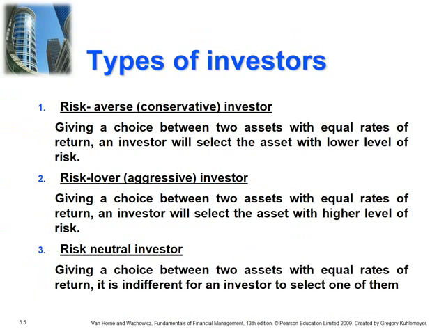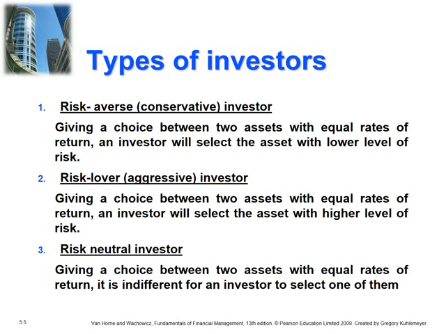Types of investors. There are three types of investors: risk averse investor, risk lover investor, and risk neutral investor. We will talk about each one of them in detail. First, risk averse investor. We can also say conservative investor. This investor, if he chooses between two assets with the same rate of return, he will select the asset with the lower level of risk.